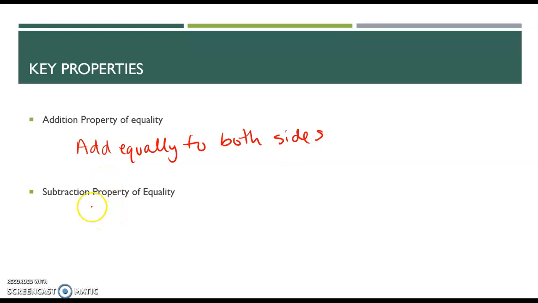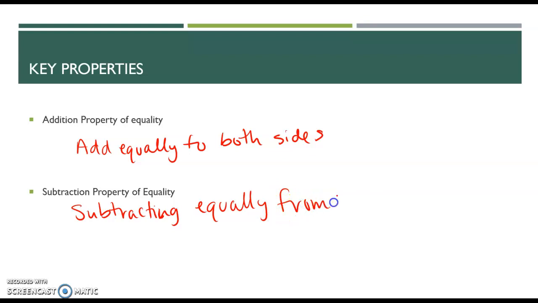So if you think of the equal sign as the balance on a scale, we're trying to keep both sides the same. Subtraction property of equality, that's just subtracting equally from both sides. And so I refer to the addition property of equality as APOE and the subtraction property of equality as SPOE.